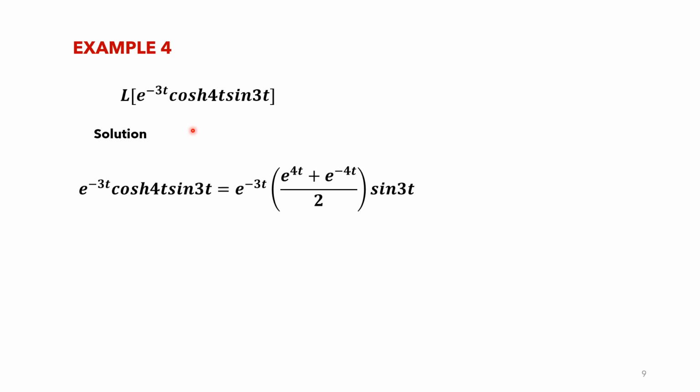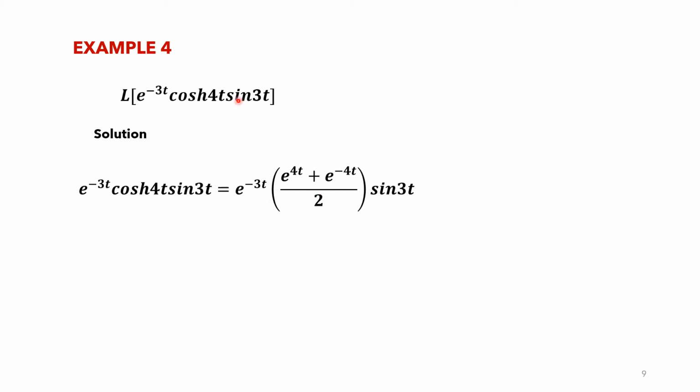So what we will do is, before applying the first shifting theorem, since cos hyperbolic has also e raised to in it, we can write cos h 4t is e raised to 4t plus e raised to minus 4t upon 2. So 1 by 2 will come out. Now combine this e raised to. Take e raised to minus 3t inside the bracket. So e raised to minus 3t into e raised to 4t will become e raised to t, and this will become e raised to minus 7t.